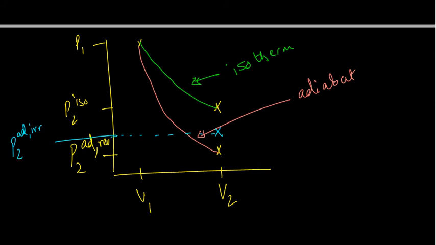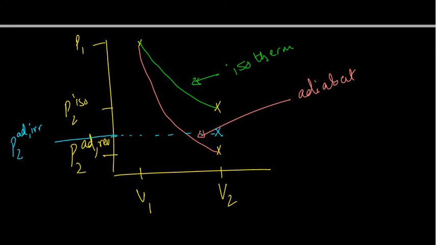Now that was a single step irreversible expansion. If I carry out a multi-step irreversible expansion, I would be approaching the reversible case, which means my pressure would decrease further. If I do it more irreversibly, then my pressure would increase, go towards the isothermal case.